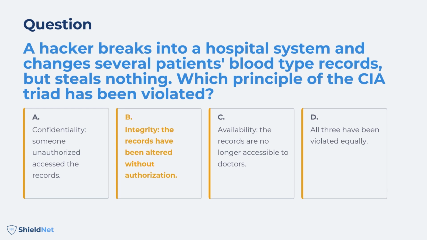The correct answer is, of course, B. The attacker accessed the system, which is a confidentiality concern, but the primary harm is the alteration of the data. Records that contain wrong blood types could lead to lethal treatment decisions. That is an integrity breach, and it illustrates why integrity is often the most dangerous dimension to violate.